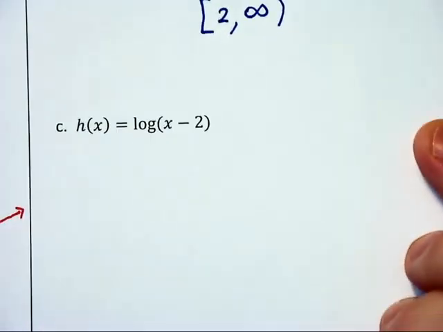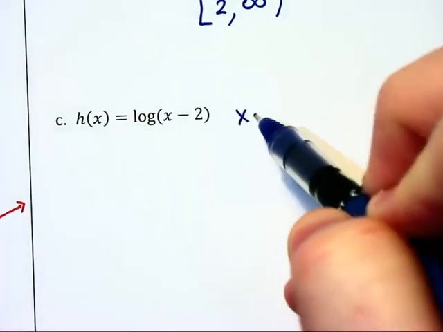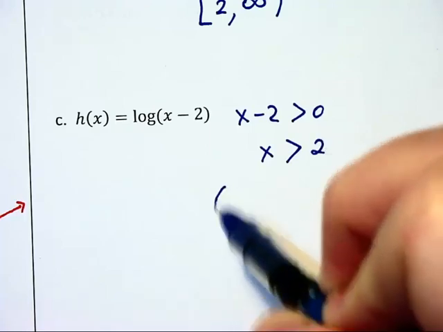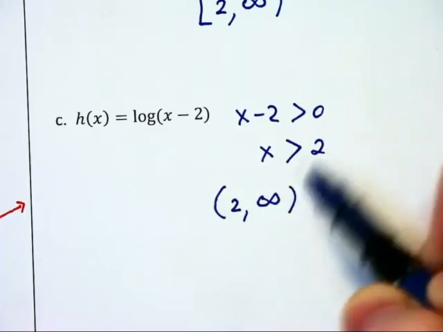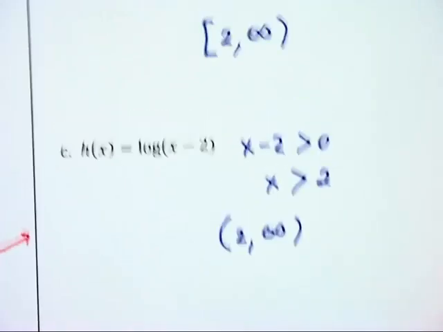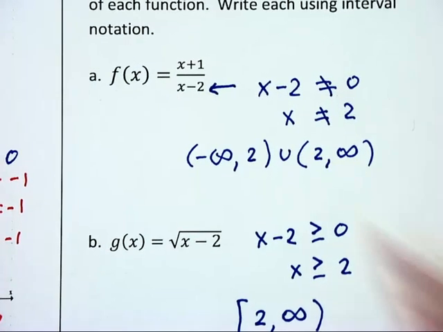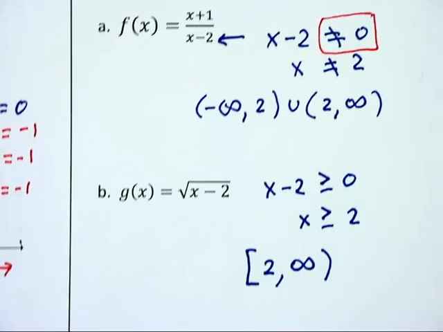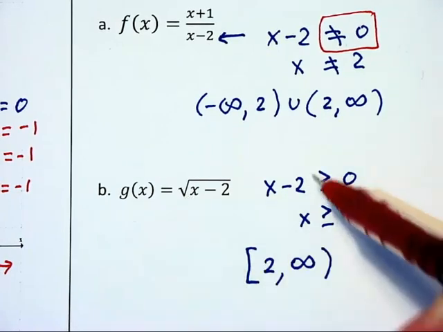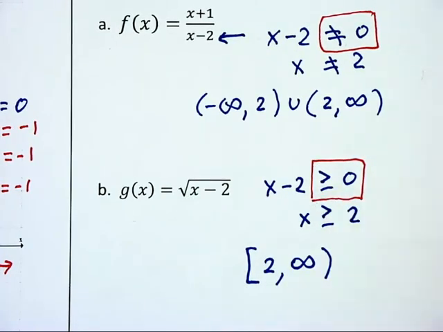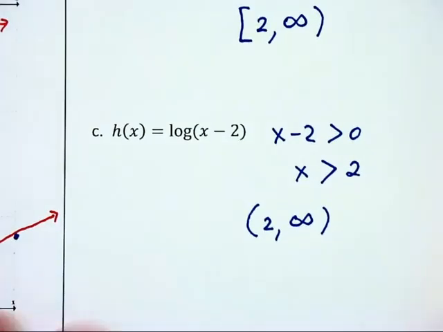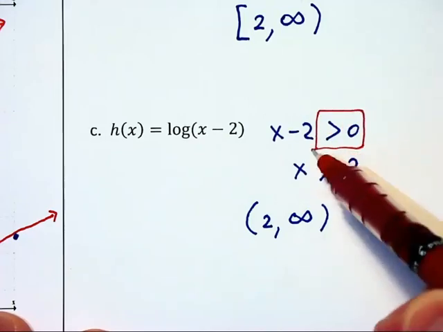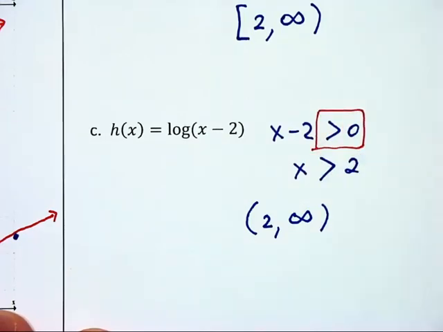Now we're going to have the log of x minus 2, and x minus 2 must be greater than 0, meaning x must be greater than 2, and the domain will be from 2 to infinity. Now I put all three of these side by side specifically to highlight something. When you have a denominator, you're paying attention to it not equaling 0. When you have a radical with an even index, you're making sure that the radicand is set to be greater than or equal to 0. And when you have a logarithm, you're making sure that the argument is greater than 0. Hopefully seeing all three of these side by side helps you.